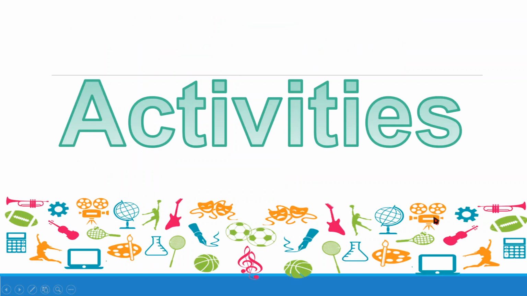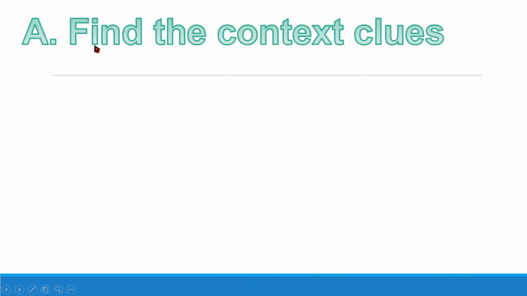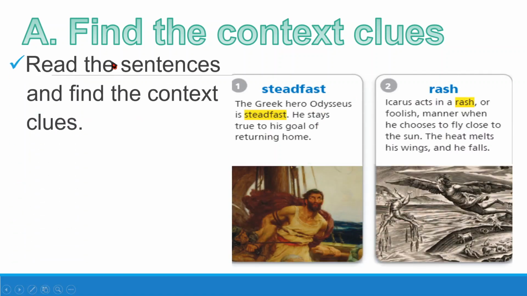So let's go to the activities. We have 2 activities right now. First, letter A, find the context clues. We've done this like 10 to 20 times in the classroom before, so I think you know how to do this. First, you're going to read the sentences and find the context clues. Context clues are words or phrases that give us hints or tips about the meaning or definition of the vocabulary word.